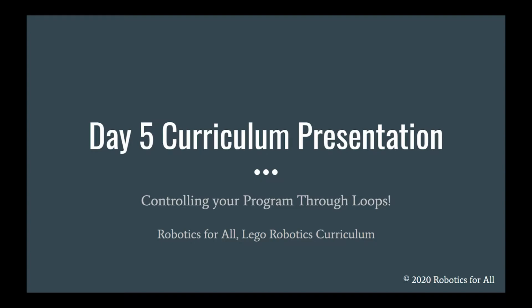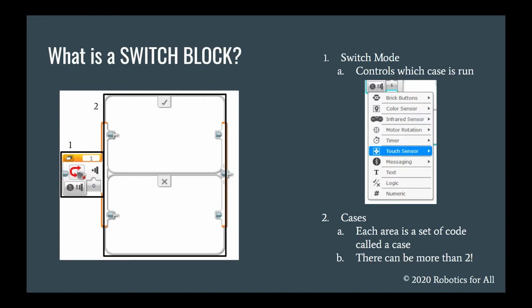Today, we'll be learning about another flow control block and a brand new sensor. This block is called a switch block. Basically, it creates a fork in the road for our program. When the program gets to the switch block, it checks a condition we set. Depending on the result of the check, it executes two different sets of code, called cases. It's like a decision. This is what the switch block looks like.